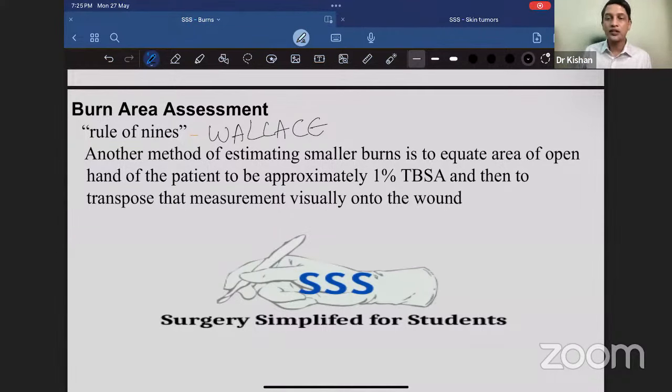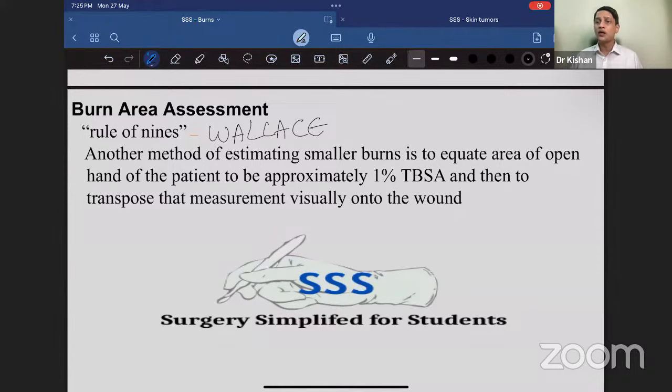Yes, Fatima is right. She says it's the rule of palm. See, the entire palm, the open palm along with the fingers, constitutes 1%. Not my hand, but the patient's own palm. You ask the patient to open up his palm, take a paper and cut it to that size. That constitutes 1%. Now you can calculate by keeping that paper piece over any burn injury and see how much percentage of burns is present, so you can calculate 5%, 6%, whatever the percentage.